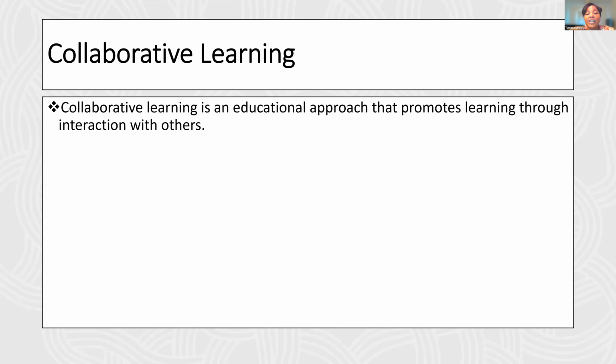Collaborative learning is an educational approach that promotes learning through interaction with others. With collaborative learning, students are able to discuss different topics. They're able to create different items or products. So they're able to do a lot by interacting with one another.